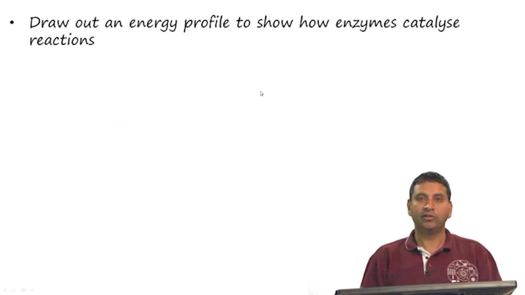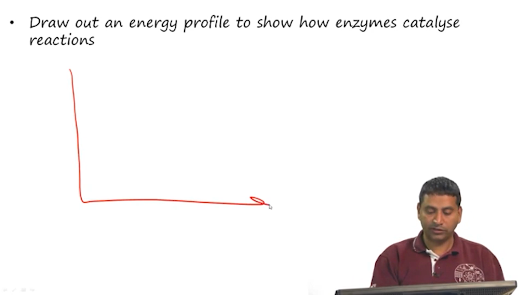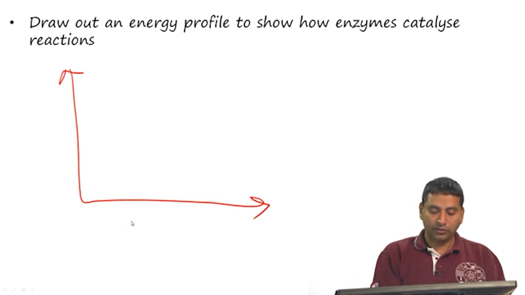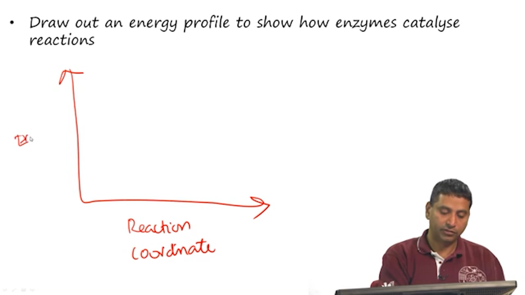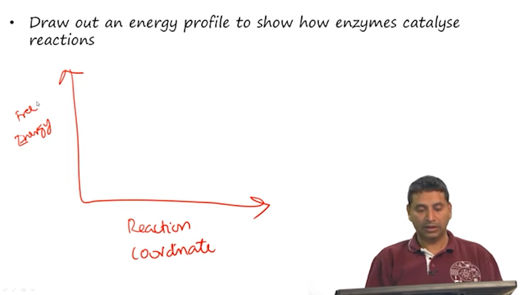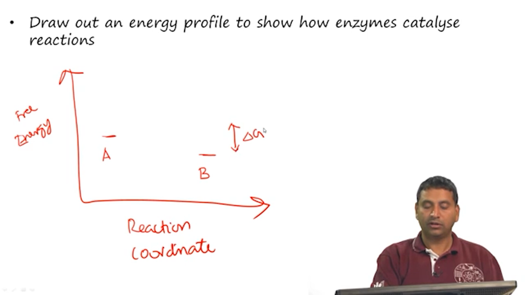The next question is, draw out an energy profile to show how enzymes catalyze reactions. In order to do this task, let us first draw out the coordinates, which we have looked at several times. So, here is your reaction coordinate, and here is energy. It can be free energy or delta G, for example. So, let us draw a hypothetical reaction A going to B. Let us assume that it is an exothermic or exergonic reaction. This would be our delta G.